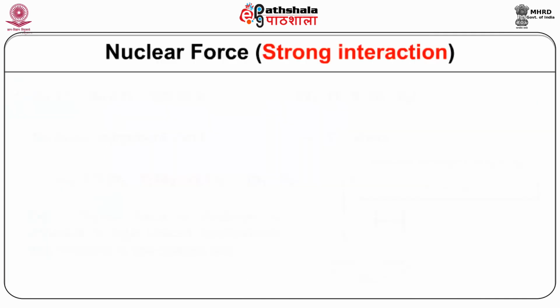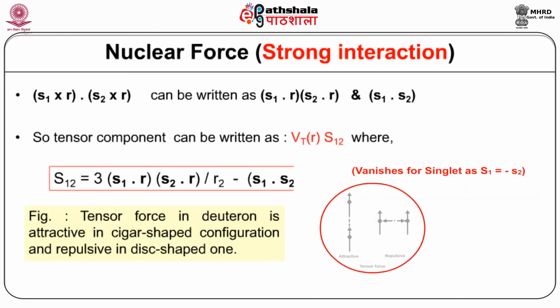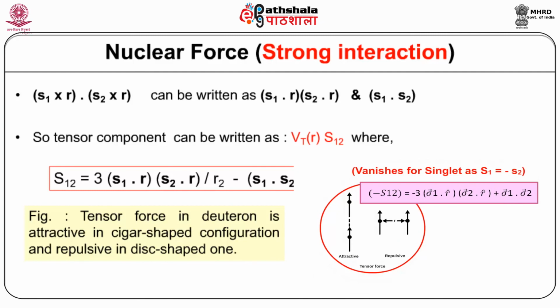Nuclear force, strong interaction. So we are continuing with our discussion of components of nuclear interaction. In the previous slides, we have covered that the nuclear force has basically many components. The major component is the central potential or central term. The second component is the spin dependent term. The third major component is the non-central component or tensor component.